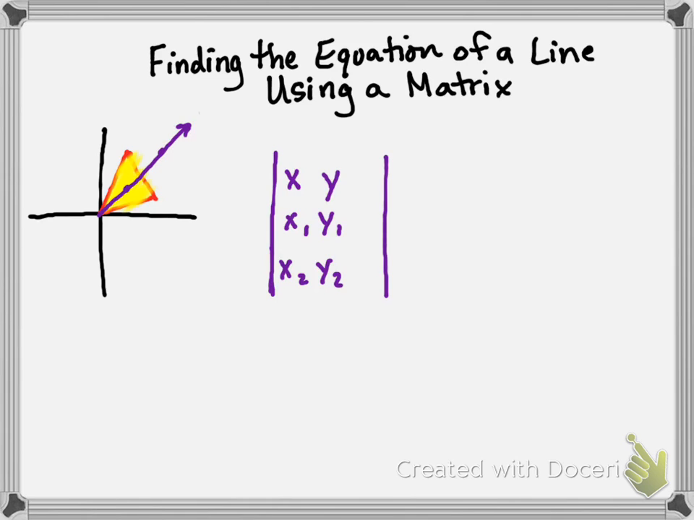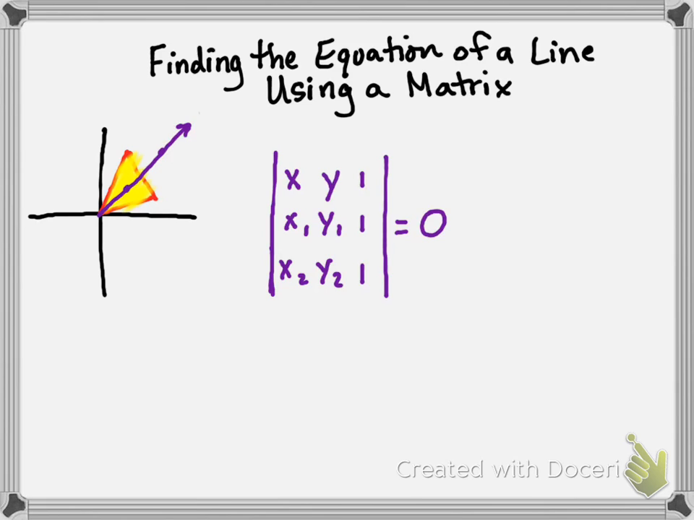But this isn't a square matrix, and remember that we can't find the determinant of matrices that aren't square. That means we need to add something to this matrix to make it a square matrix, and what we do is add 1s down in that third column. Because we're assuming that these points are on the same line, we set the determinant of this matrix equal to 0.